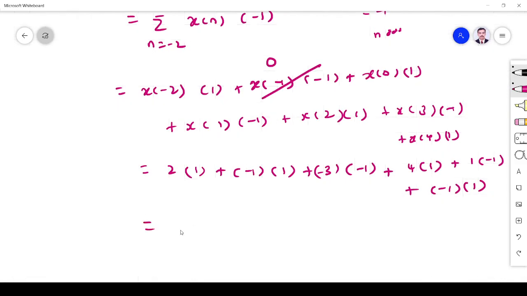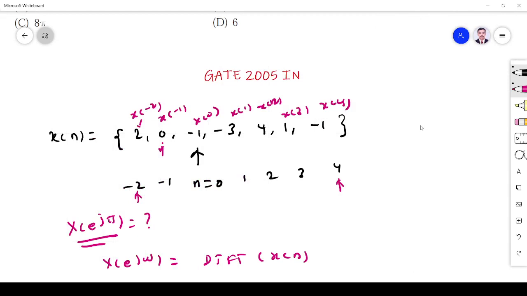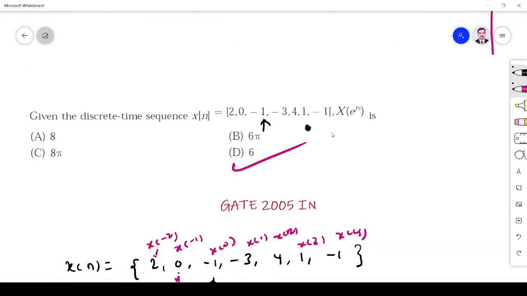Substitute all the values and simplify it. What do you get? After simplification, you get 6. So the answer is option D. Thank you.